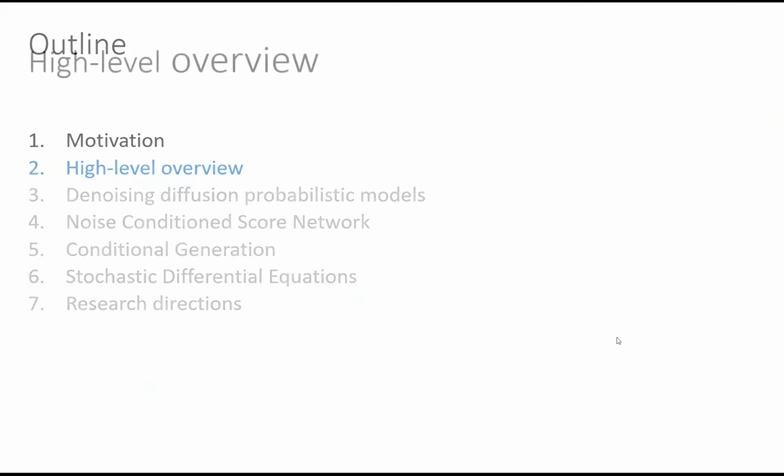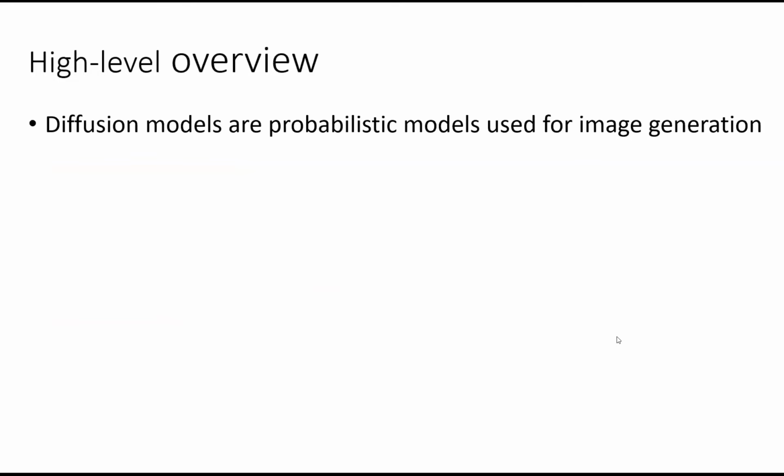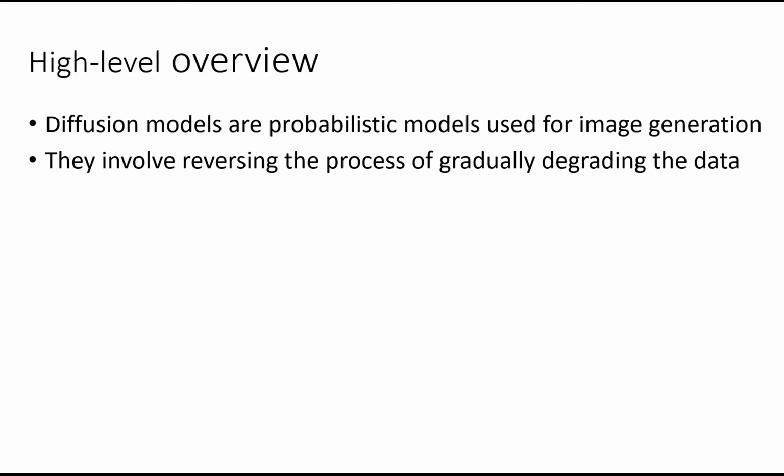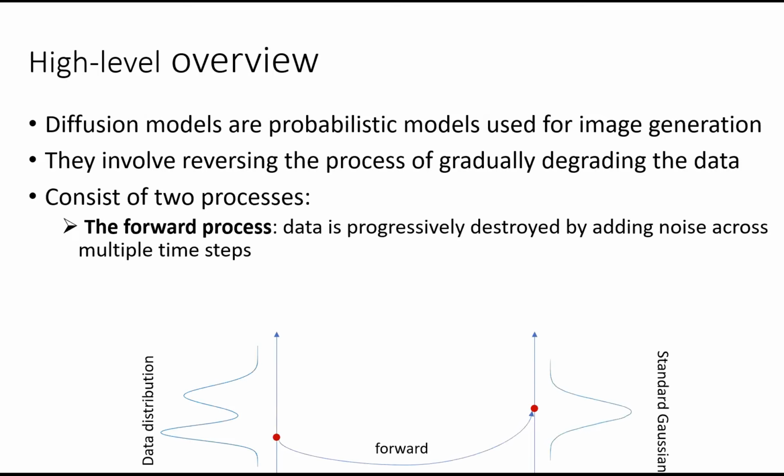Okay, so the high-level overview of diffusion models is, these are probabilistic models used in image generation. And so we will be hearing a lot about probability distributions and so on. They involve reversing the process of gradually degrading the data. So first we degrade the data, then we reverse the process and generate an actual sample from the distribution. So there are 2 processes, the forward process and the backward process.